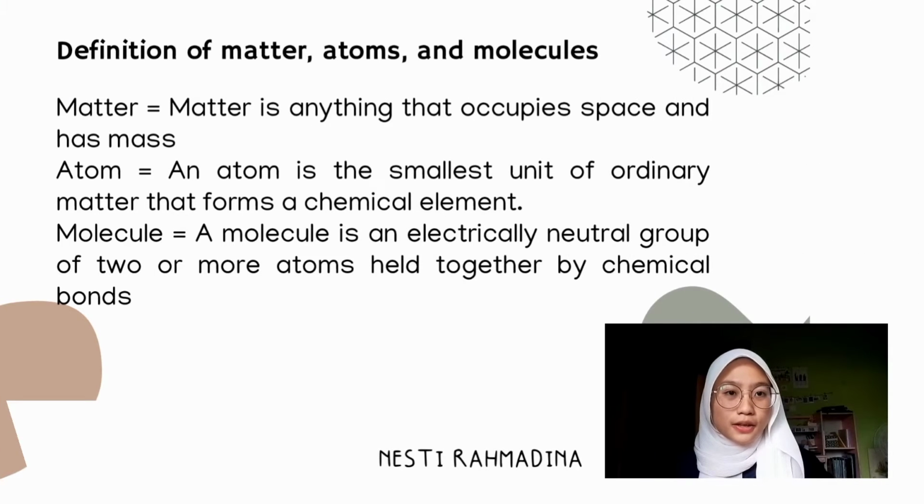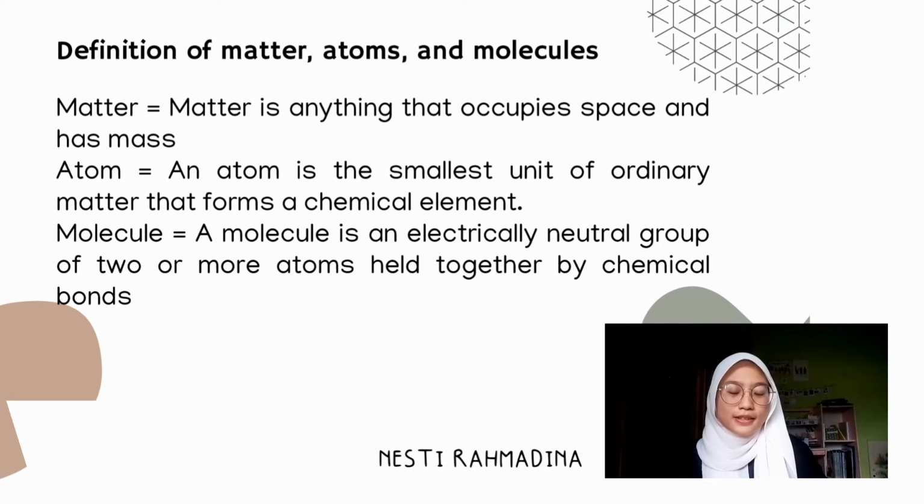Definition: matter, atom, and molecule. Matter is anything that has mass and takes up space. Mass gives an object the property of weight and inertia, resistance to change, and dimension of an object. There are three or four states of matter: solid, liquid, gas, and plasma. If something is in the solid state of matter, it has a definite shape and volume.